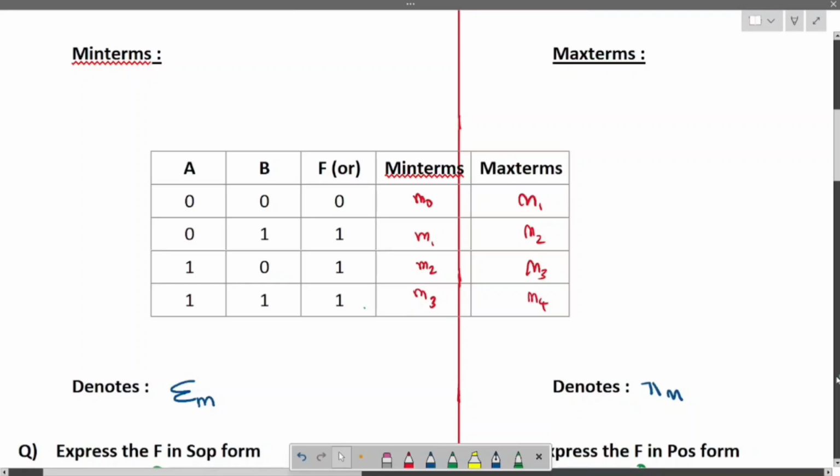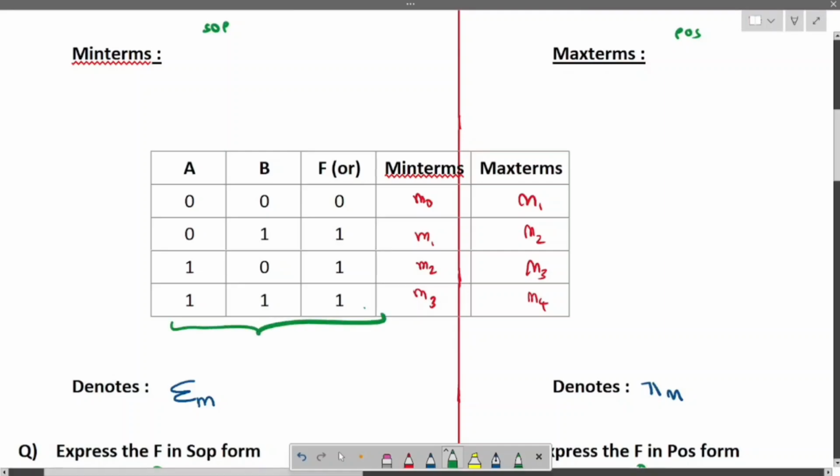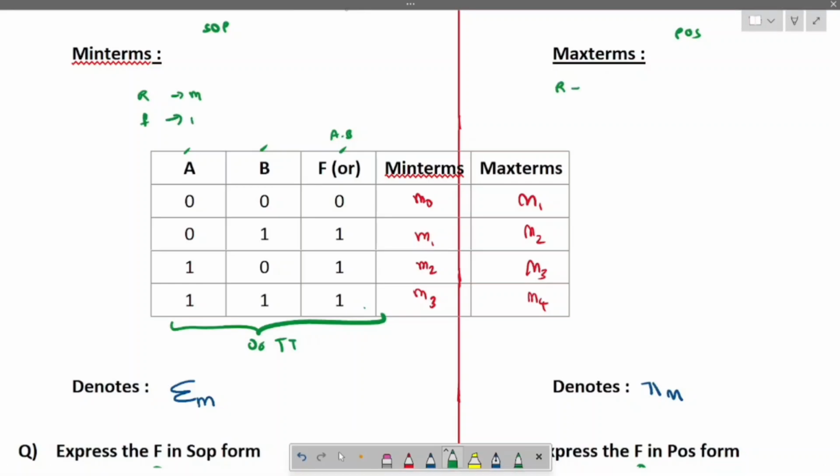Now what are minterms and what are maxterms? Minterms are nothing but SOP, maxterms are nothing but POS. Now this is an OR truth table, where I have taken A, B and the function as OR. Minterms are represented with small m and are a function of 1, and maxterms with capital M and are a function of zeros.